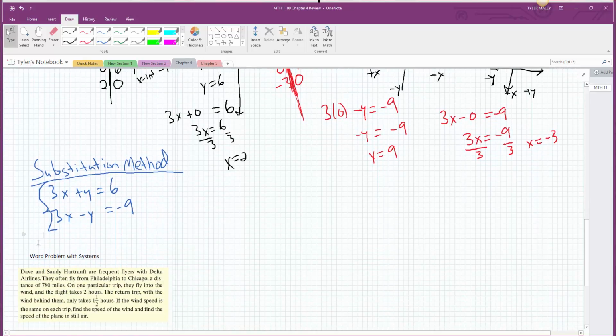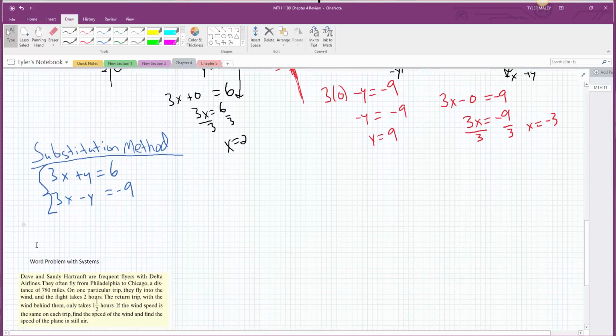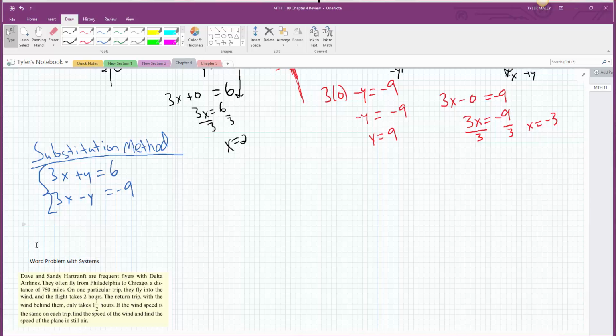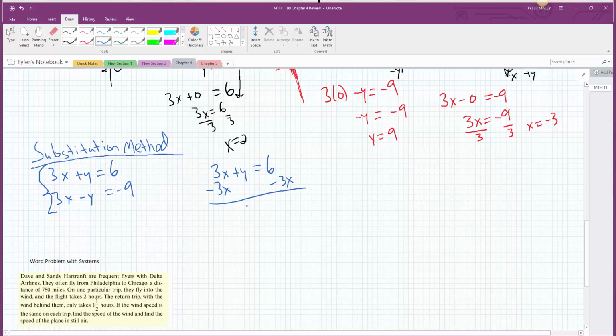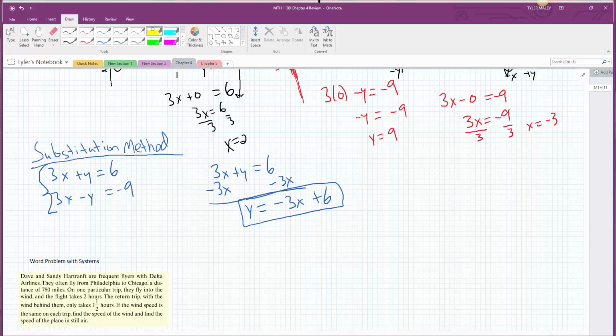So the idea with the substitution method is pick one equation and solve it for one variable, and then we're going to substitute it into the other equation. So 3x plus y equals 6. For example, I can solve this for y. So minus 3x from both sides, and I get y equals -3x plus 6. So I took the first equation, solved for y, and then I can plug what equals y, this what's in yellow, I substitute that in for this y into the other equation.